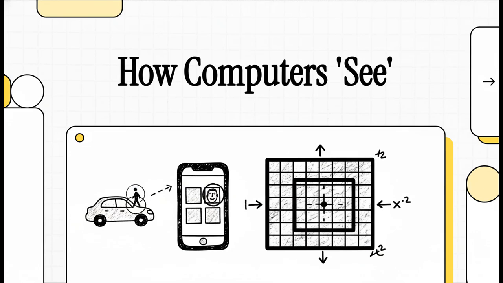Have you ever wondered how a self-driving car can spot a pedestrian? Or how your phone magically finds all the faces in a photo? Well, it all starts with something really fundamental: teaching a computer how to see. And in this explainer, we're going to pull back the curtain and look at the actual math that lets a machine make sense of the visual world.